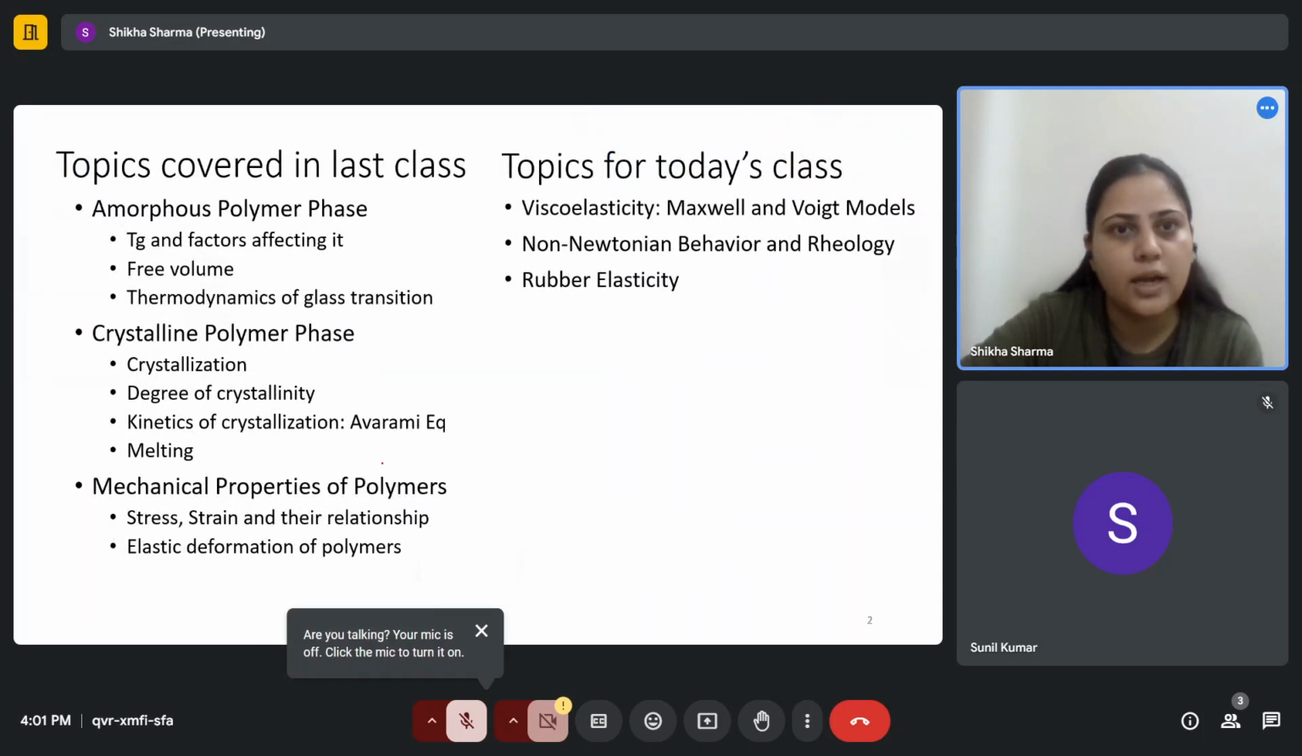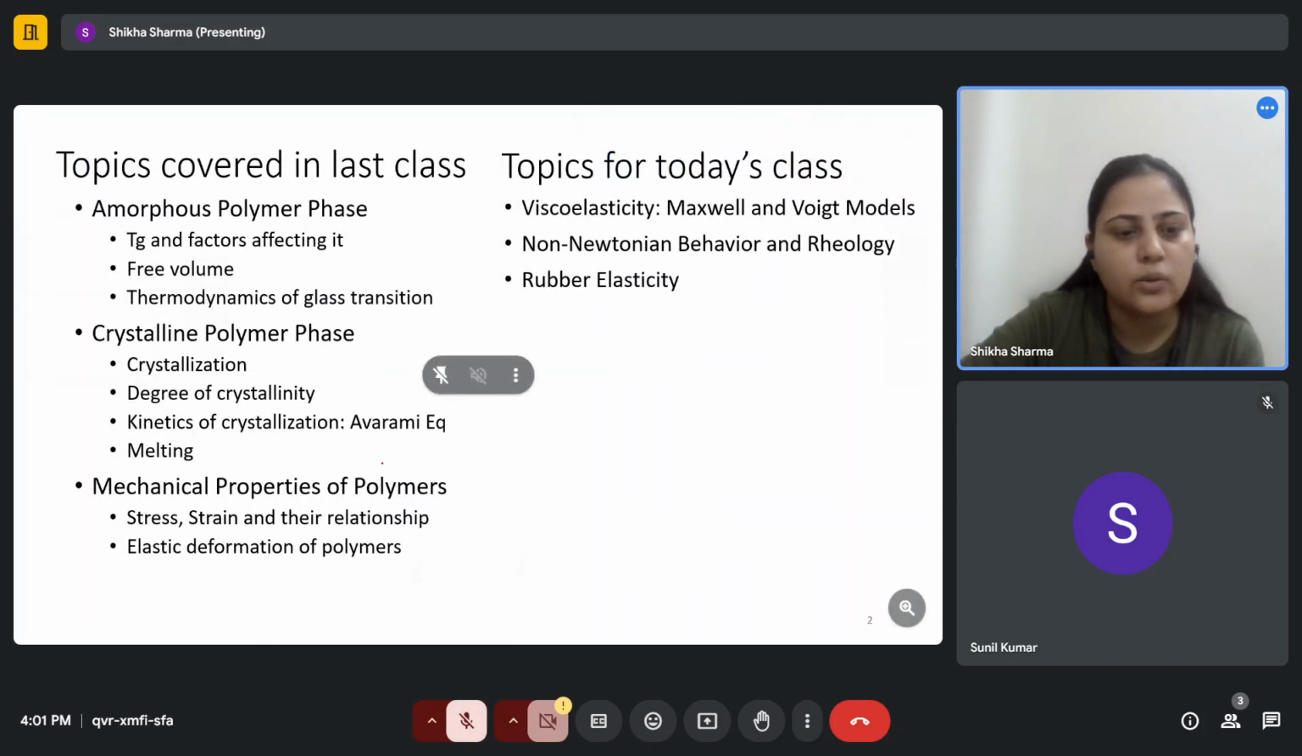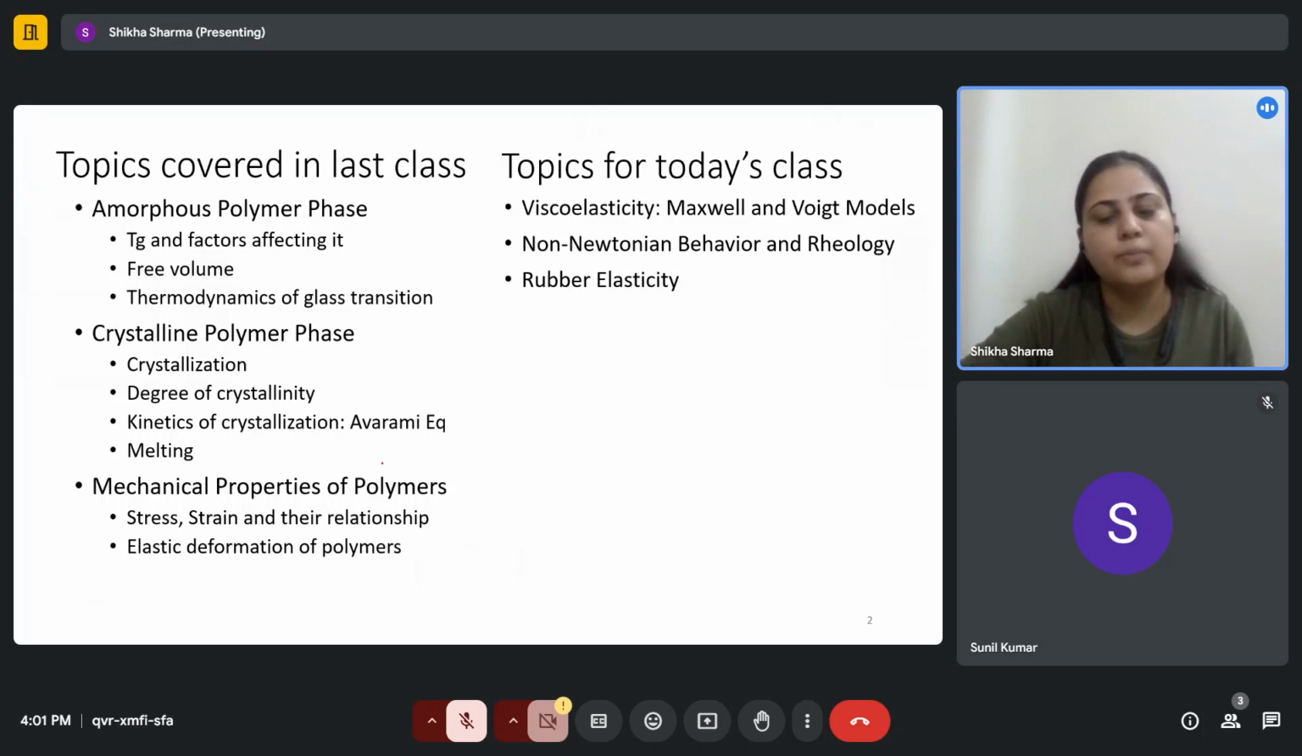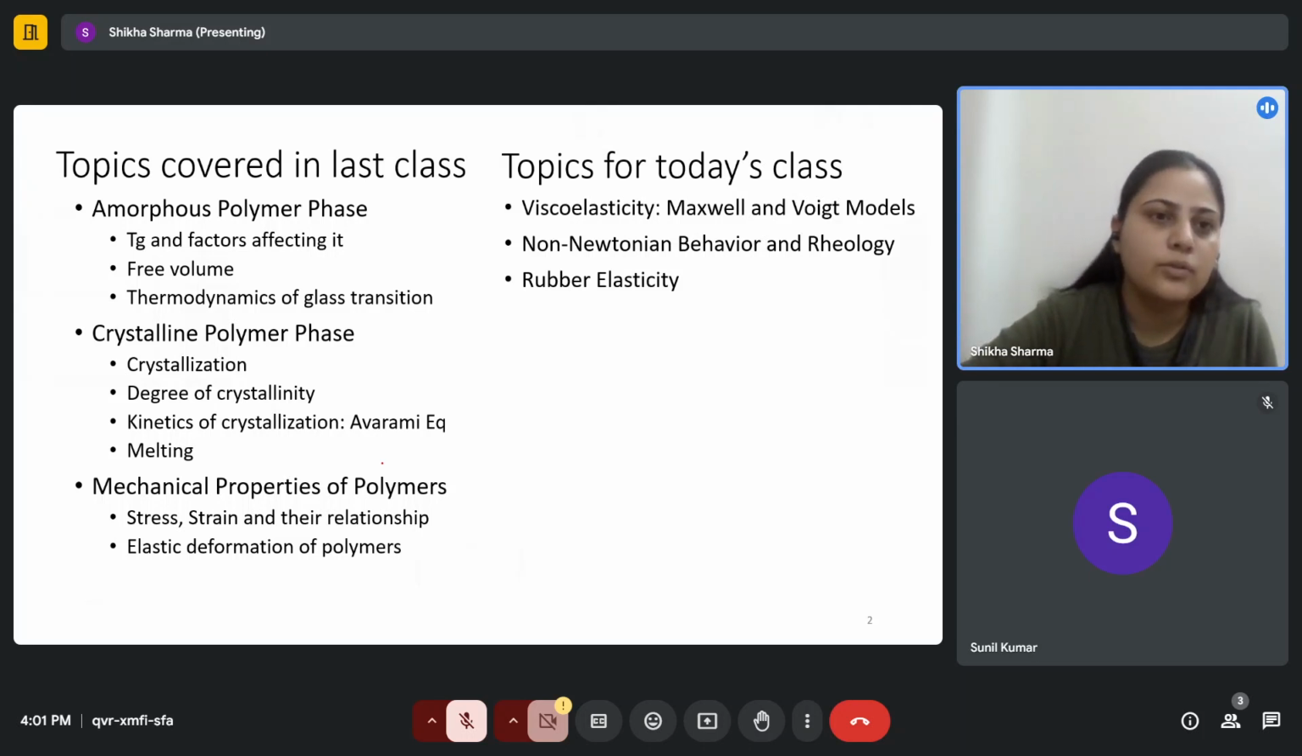So in the last class, we have covered the amorphous polymer phase. In that we have covered the glass transition temperature and the different factors which are affecting glass transition temperature. And then we discussed the differences between the crystalline polymer phase and the amorphous polymer phase. We also discussed the free volume concept. We discussed the thermodynamics of glass transition in an amorphous polymer phase.